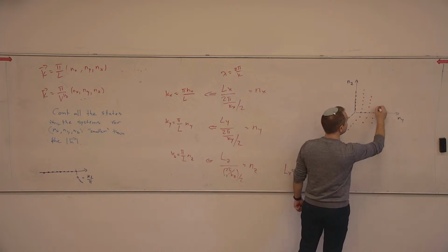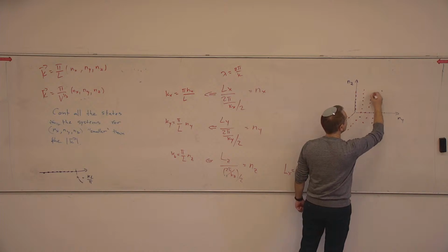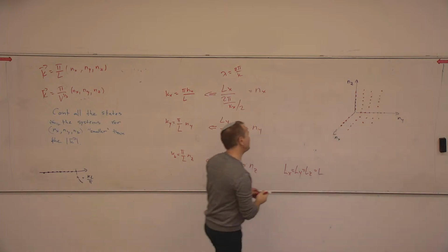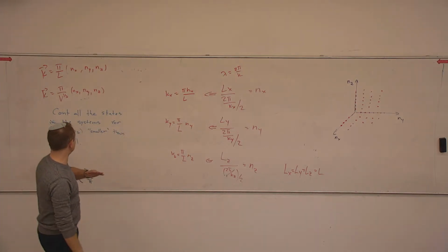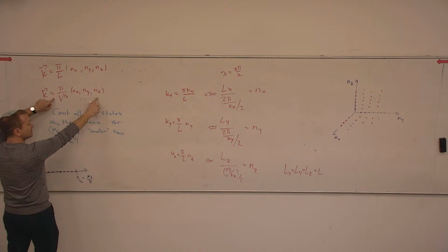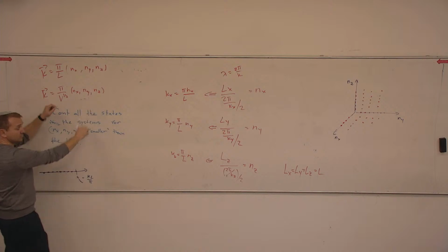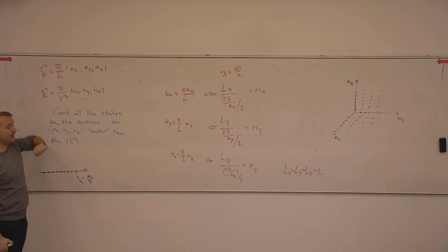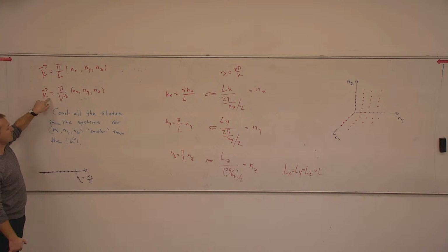And I'm asking the following question. I want to compute the total number of states such that all those states, their vector, the vector to them, is smaller in magnitude than this k.